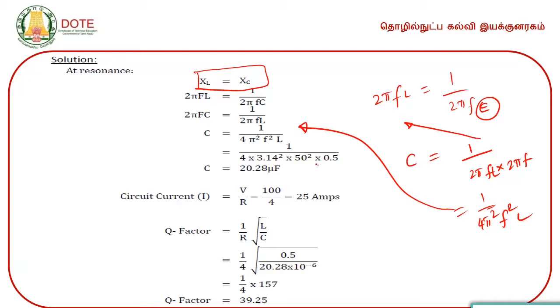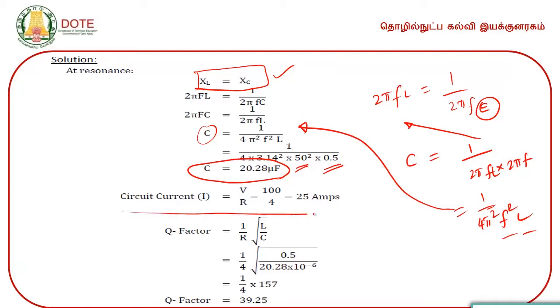which is equal to 1 by 4 into 3.14 square into 50 is the frequency of the alternating signal, 50 square into what is the value of L? It is 0.5 Henry. So, substituting all those values of F and L and upon simplifying you get the value of C as 20.28 microfarad, because in the beginning of the problem itself it has been given that at resonance we need the value of capacitance. So, we are equating the inductive reactance and capacitive reactance, and then we are finding out the capacitance value from the known values of F and L, that is inductance.